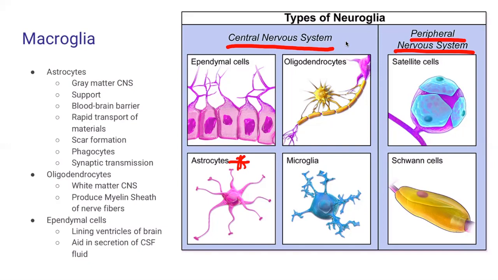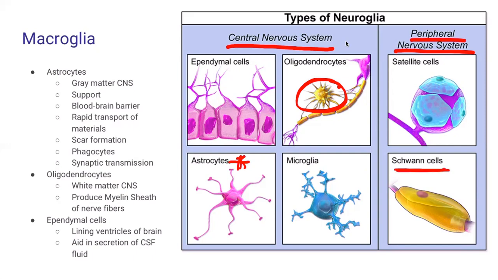And then we have oligodendrocytes. Oligodendrocytes are going to create the myelin sheath that we find on our axons. So that's this guy right here. It's going to create the myelin sheath. If we're talking about the peripheral nervous system, the myelin sheath is going to be created by Schwann cells.